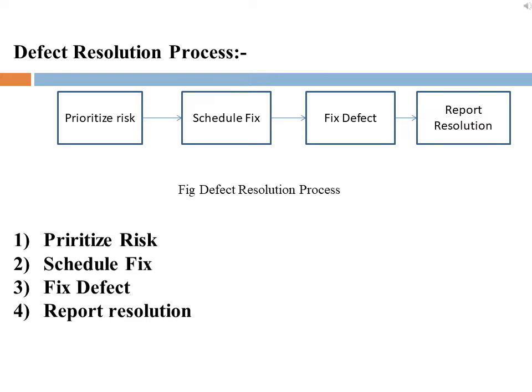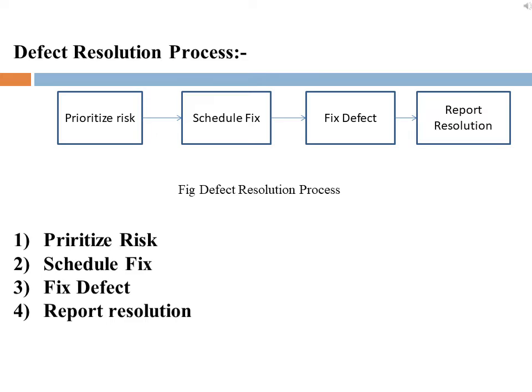Second is the schedule fix. Based on the priority of the defect, the fix should be scheduled. It should be worked on. In this organization, the lower priority defects are scheduled later. All defects are not created equal from the perspective of how quickly they need to be fixed.